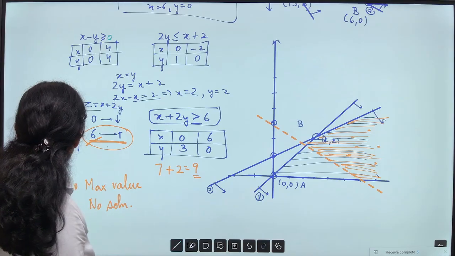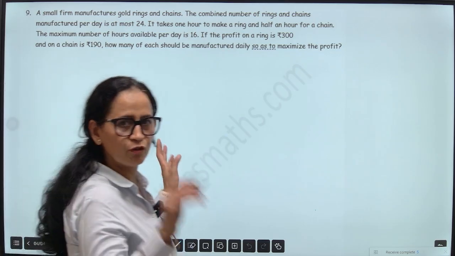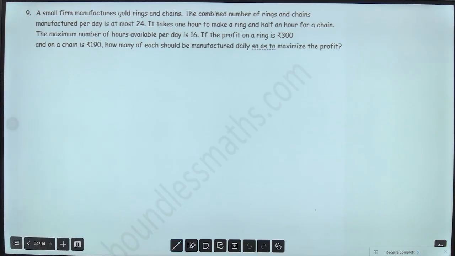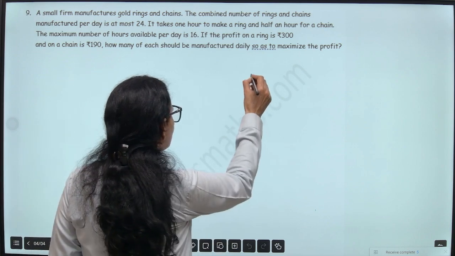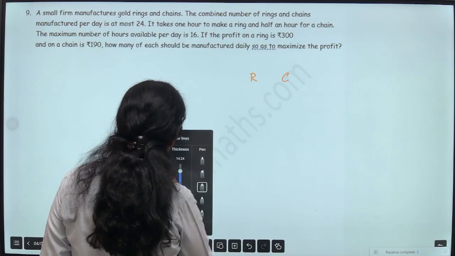So now let's look at two word problems, one for the manufacturing scenario and one for the diet problem, where you need to formulate the LPP also and then solve it also. This is the kind of question you will get for 5 marks in your board exam. So the question says a manufacturing firm produces gold rings and chains. So we need to formulate the problem also and we need to solve it also after this.